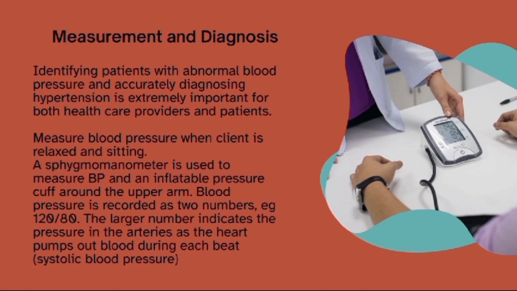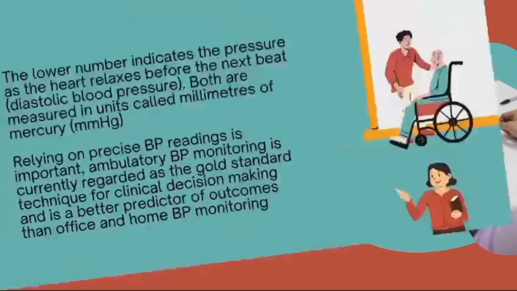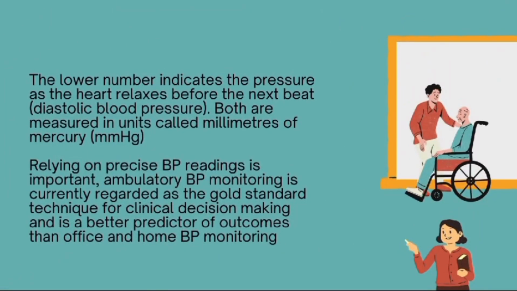For example, 120/80. The larger number indicates the pressure in the arteries as the heart pumps out blood during each beat. That is called systolic blood pressure. The lower number indicates the pressure as the heart relaxes before the next beat, diastolic blood pressure. Both are measured in units called millimeters of mercury.